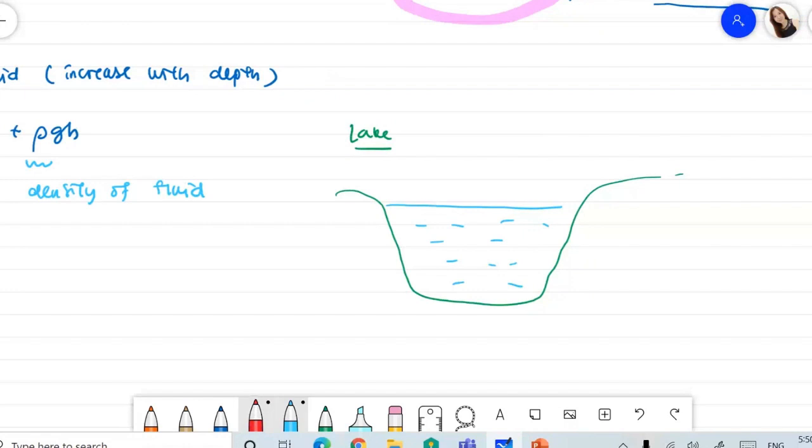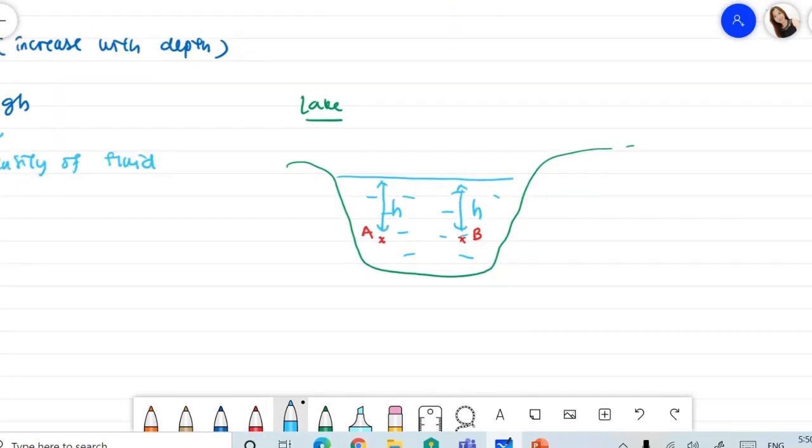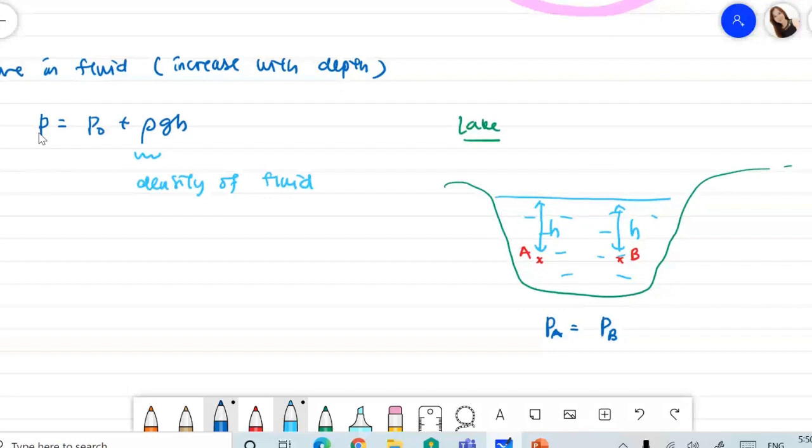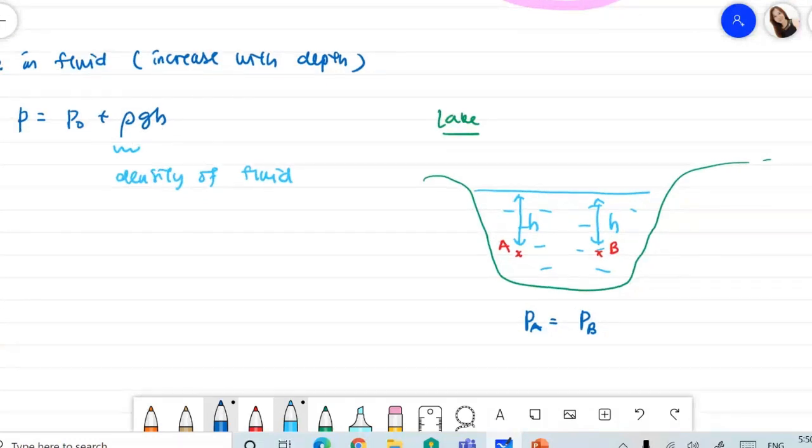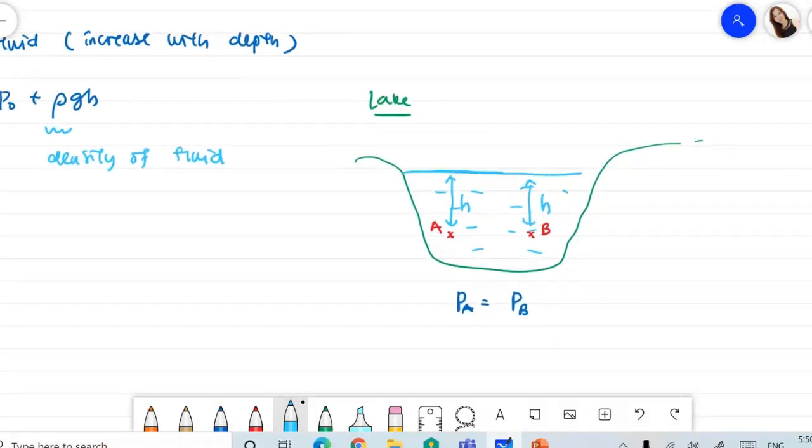Let's say I have two points, point A and point B. As long as point A and point B are at the same depth from the surface of the water, that means the same h. This is h, and therefore the pressure at point A is the same as the pressure at point B. Pressure in a fluid is equal to atmospheric pressure plus rho g h. Atmospheric pressure means the pressure at sea level. So this is a level surface.